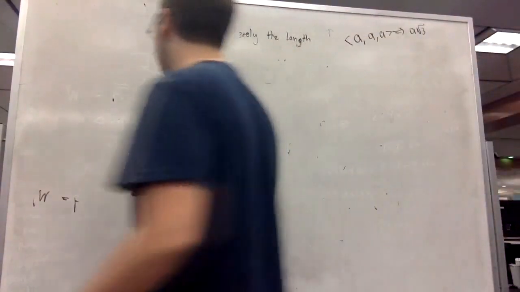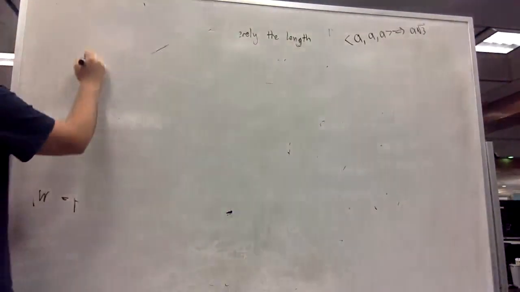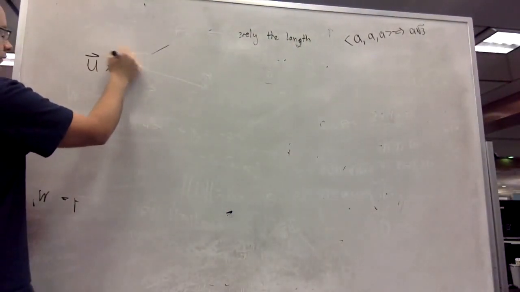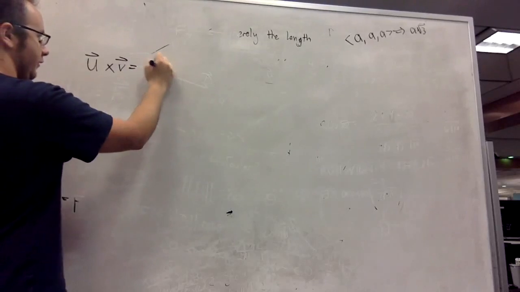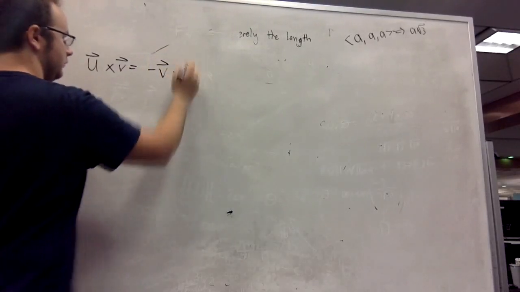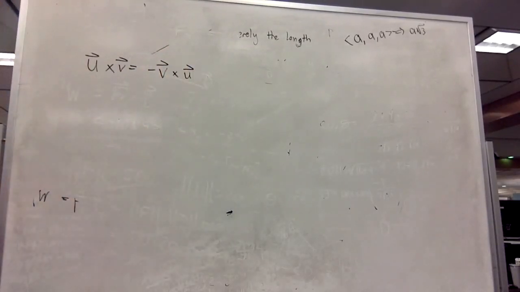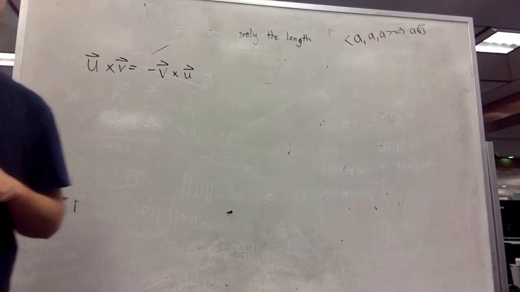Things you need to know about the cross product: it's anti-commutative. That is to say, u cross v is negative v cross u. It gives you the exact opposite result if you do the different order.